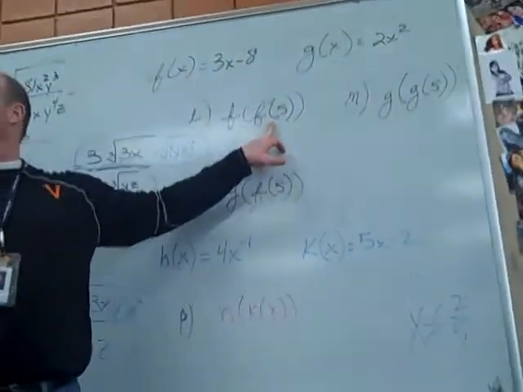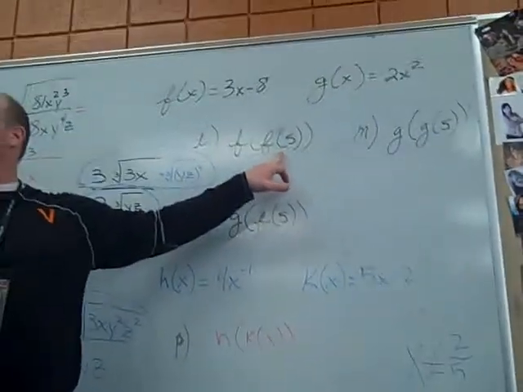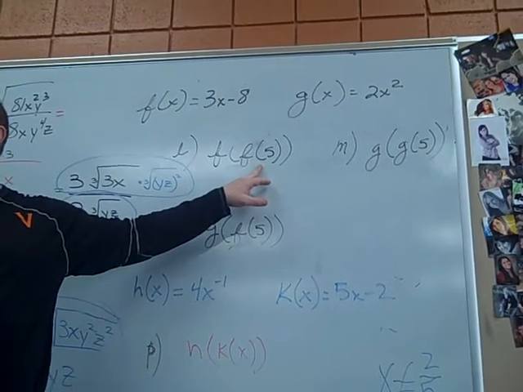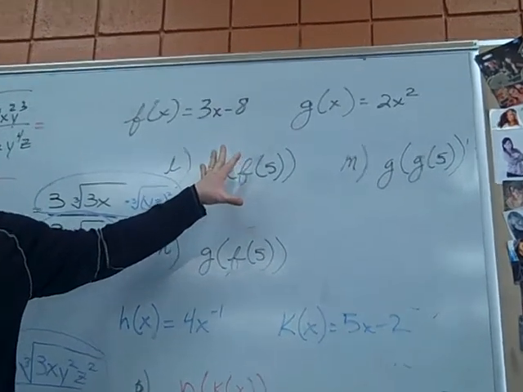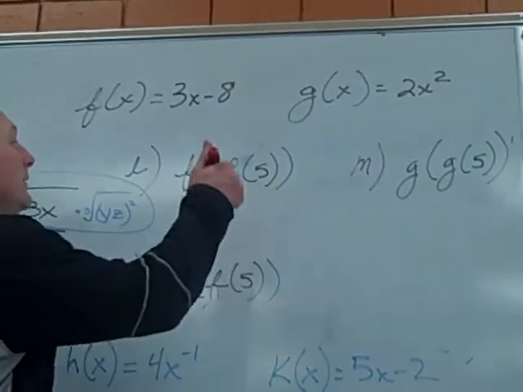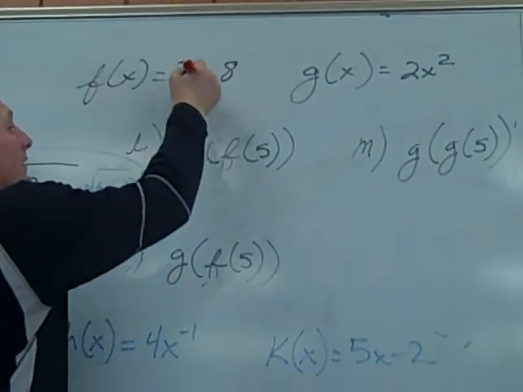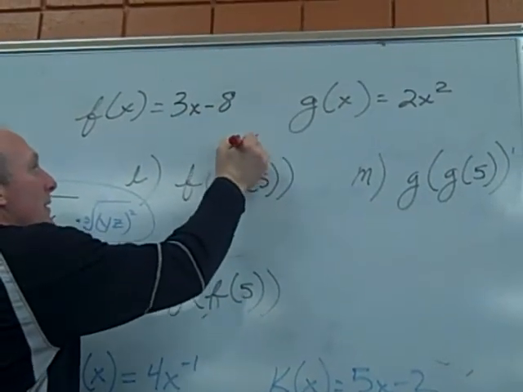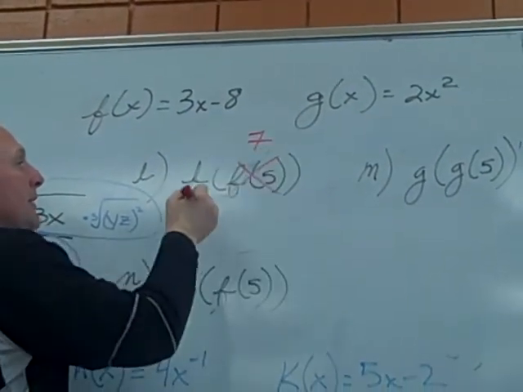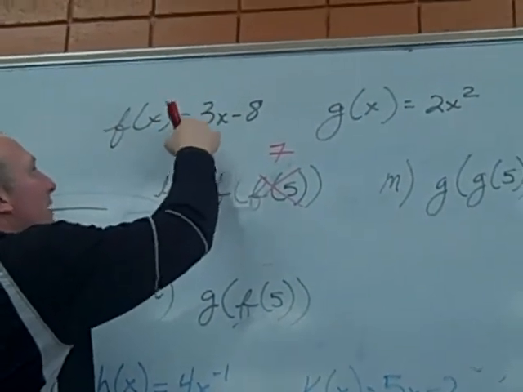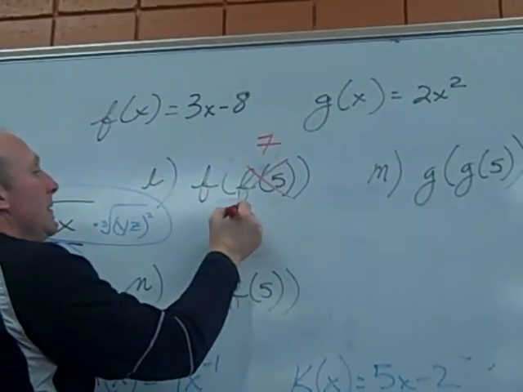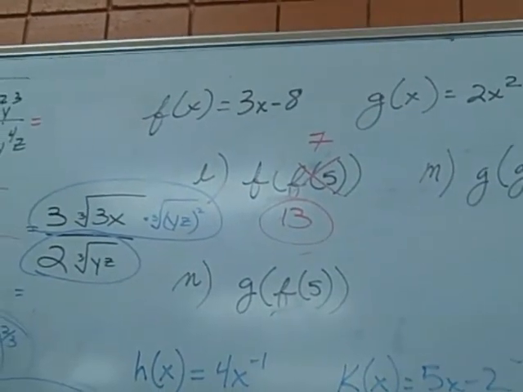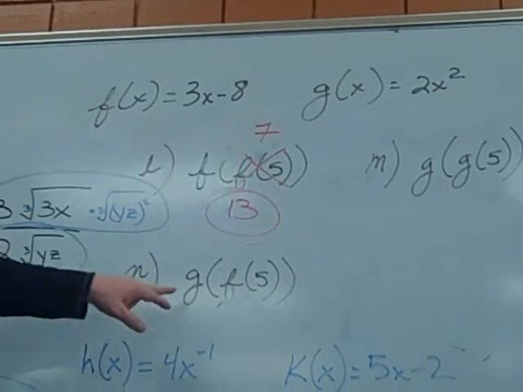Why'd you punch me? I'm like, T, you should be an expert at this now that you're a Reese's peanut butter lover. Start on the inside. Work your way out. F function. I'm going to take 3 times 5 minus 8. Now I'm going to go back to the same function. 3 times 7 minus 8. Again, inside out, inside out.